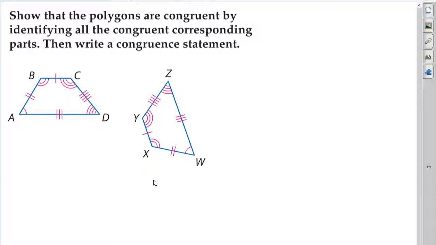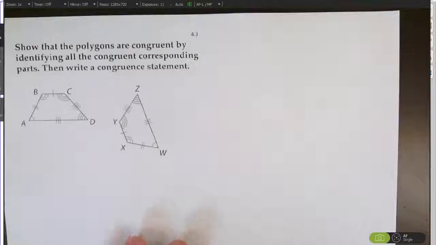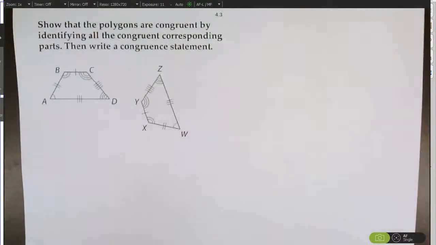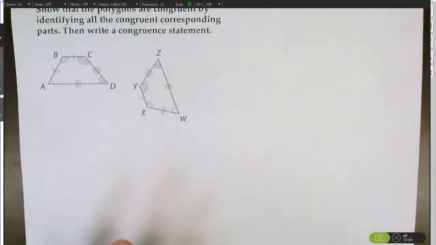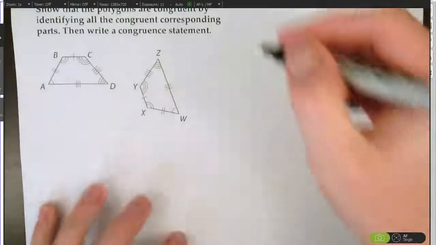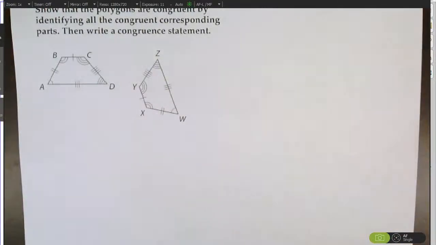This is just the first example to talk about proving that two figures are congruent by using the definition and then writing a congruent statement. So it's pretty obvious. I picked the really obvious one. We'll do the more complicated ones together in class. But the first thing you have to do is talk about all the pairs of sides that are congruent. So you have to start listing our congruent sides.